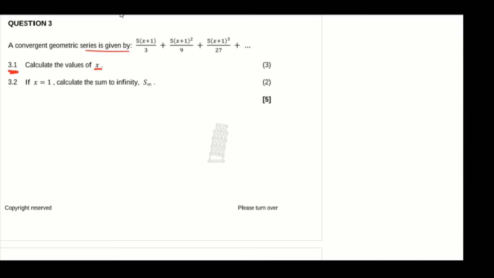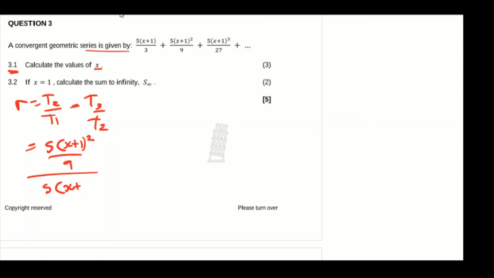So what we can do here is this: we can find the common ratio, because the geometric series has a common ratio, r, right? So you're going to say r is equal to term number 2 over term number 1, which is equal to term number 3 over term number 2, right? And then term number 2 is given by 5 into (x+1) squared over 9, and it's divided by term number 1, which is 5 into (x+1) over 3, equals term number 3, which is 5 into (x+1) to the power of 3 over 27, divided by 5 into (x+1) to the power of 2 over 9, right?